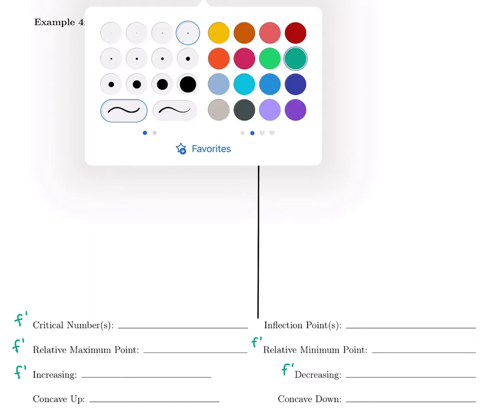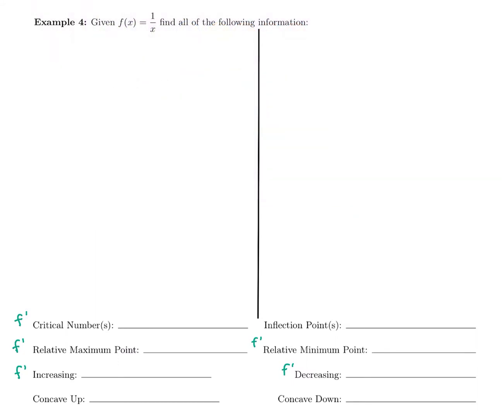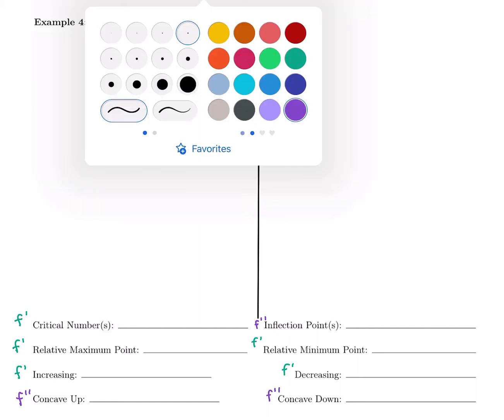Whereas second derivative world would be giving us inflection points, what makes the second derivative 0 or undefined, and has that concavity change. So concave up and concave down are also second derivative.